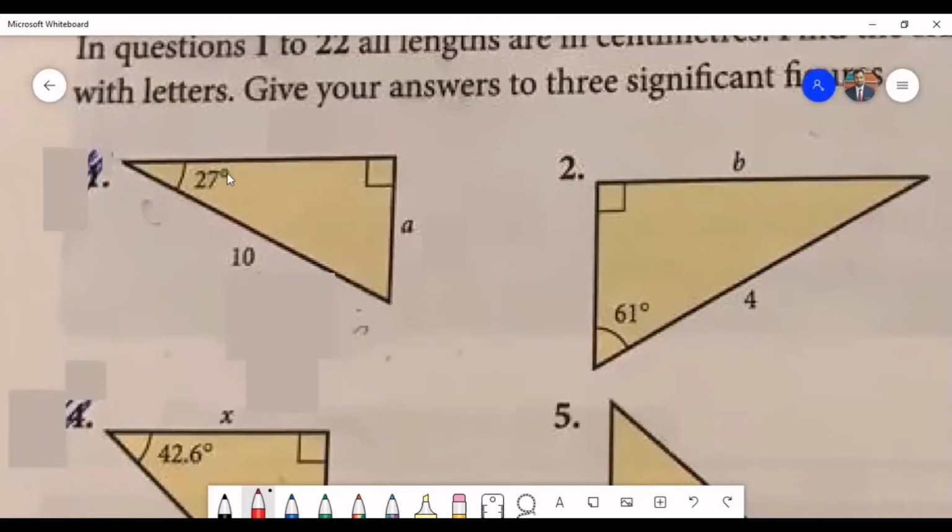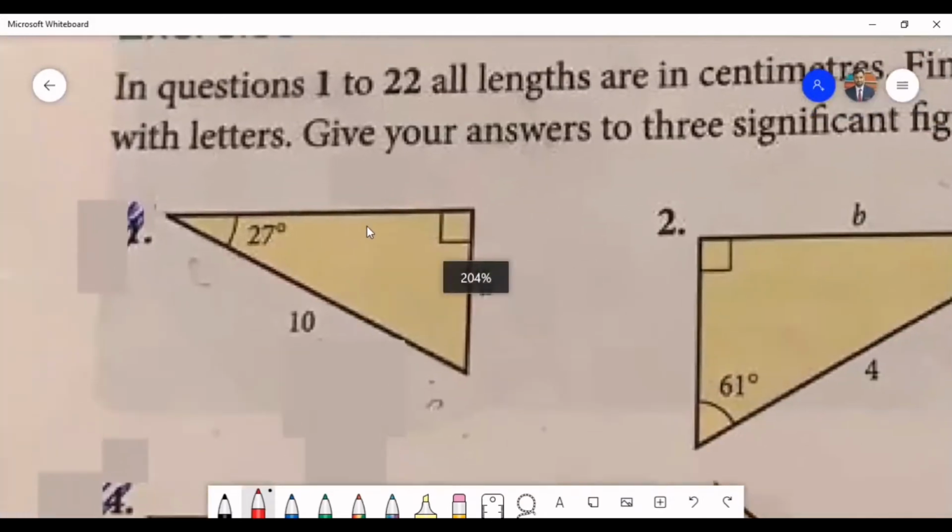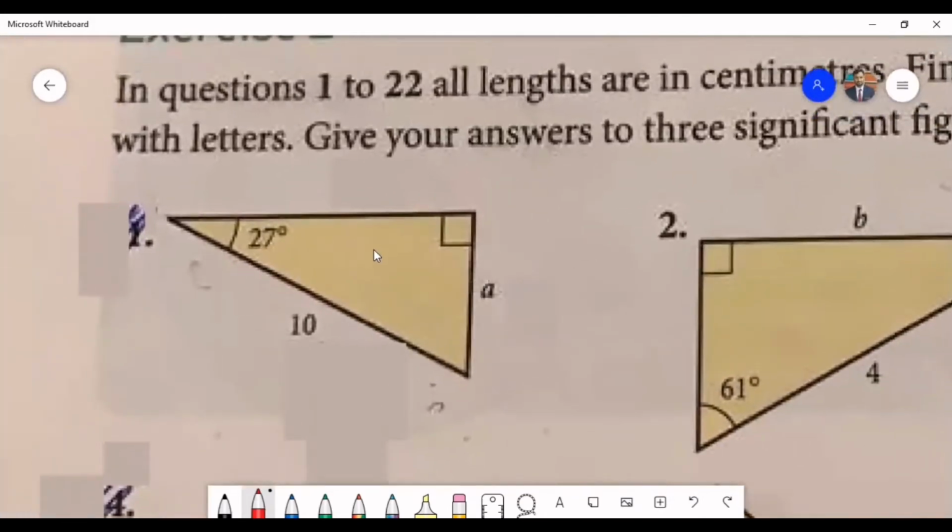So look here, I told you in the last lecture that when both the angles fall on the same side, look here, this is the 27 degree angle, and this is the right angle, meaning the 90 degree angle. Now both angles are on this line, from here to here. I'm highlighting this line from here to here.